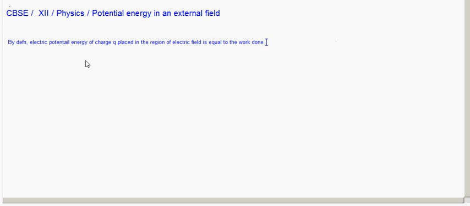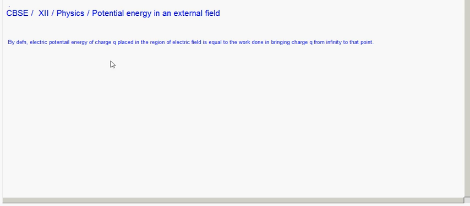in bringing charge Q from infinity to that point. This we have already derived. So by definition, we have electric potential energy of a charge Q placed in the region of electric field as the work done in bringing unit positive charge from infinity to that point.